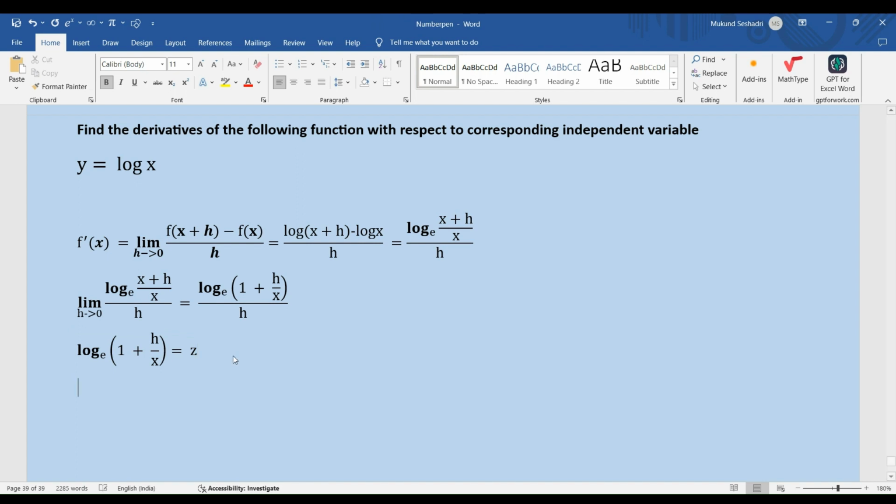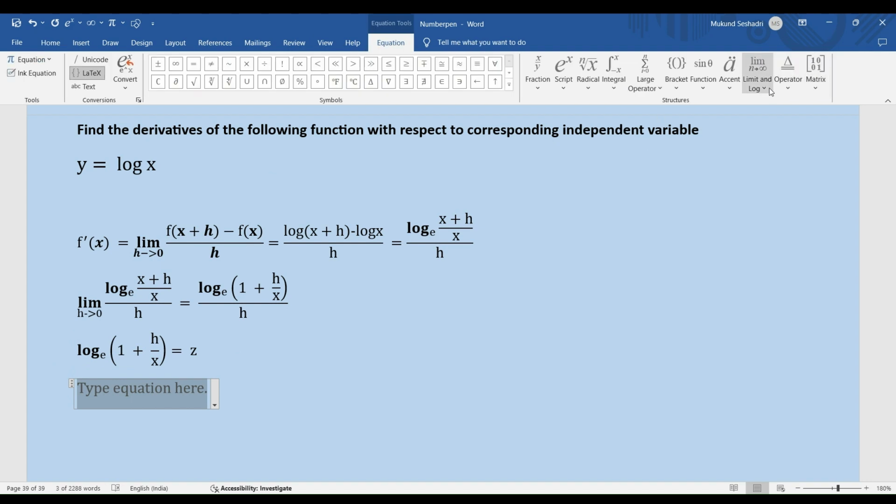So what happens to my limit, as h tends to 0? Remember, folks, my x is independent of h. As h tends to 0, what happens to my z? My z tends to 0. So as h tends to 0, what happens to this expression z? You notice that the expression becomes log to the base e of 1, and log of 1 is nothing but 0. So z will also tend to 0.